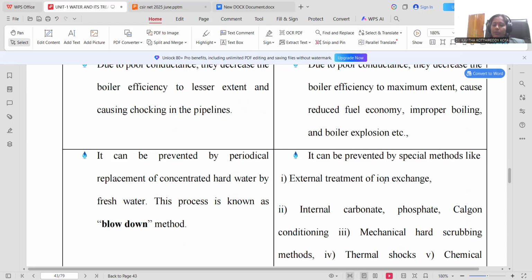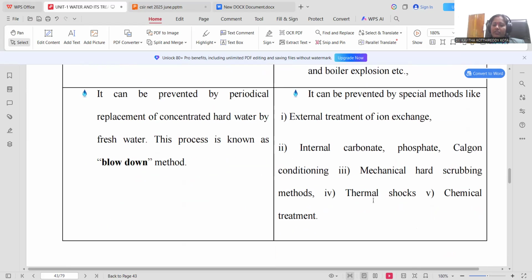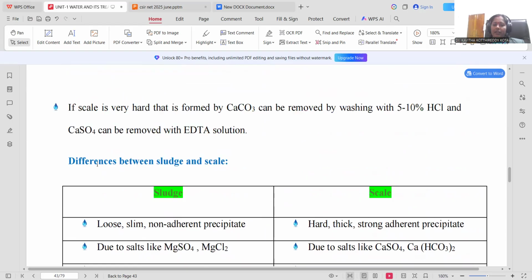Scales can be removed by special methods. We have to apply external treatment of water, like the ion exchange process. Water will be free from all kinds of impurities before feeding into the boiler. That is called external treatment. Internal treatment, after feeding into the boiler: you may go for colloidal conditioning, phosphate conditioning, carbonate conditioning. Mechanical scrubbing may take place. Thermal shocks you can apply, and chemical treatment in order to remove the scale formations. This is the way the entire topic of boiler troubles related to scales and sludges is completed.